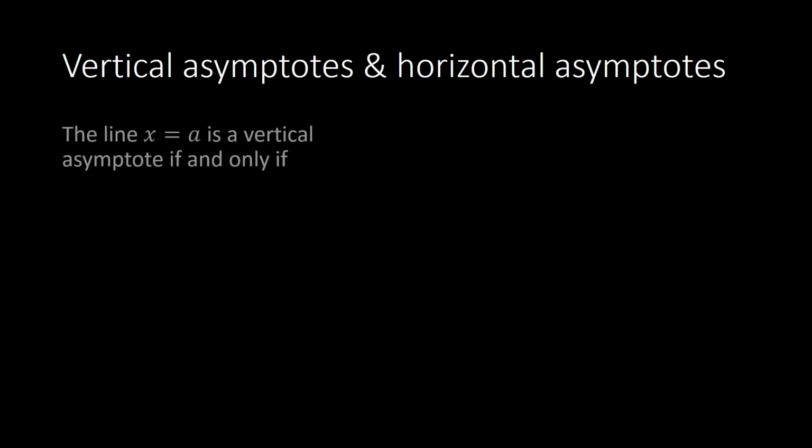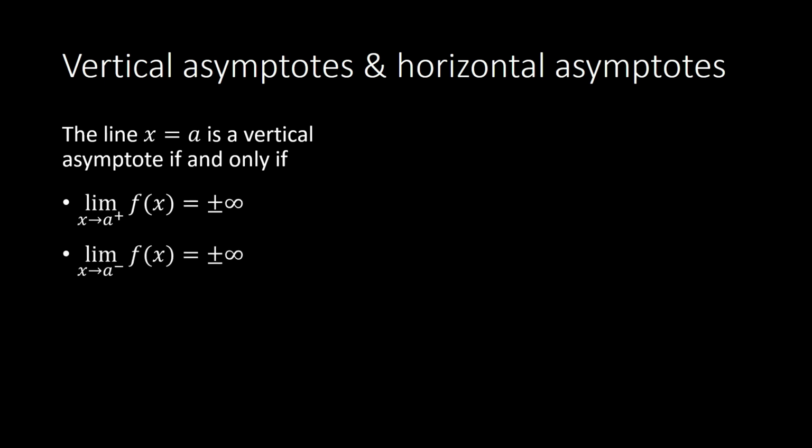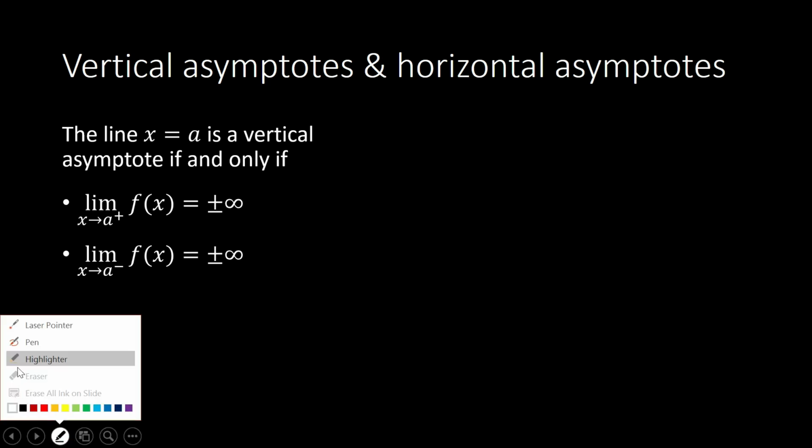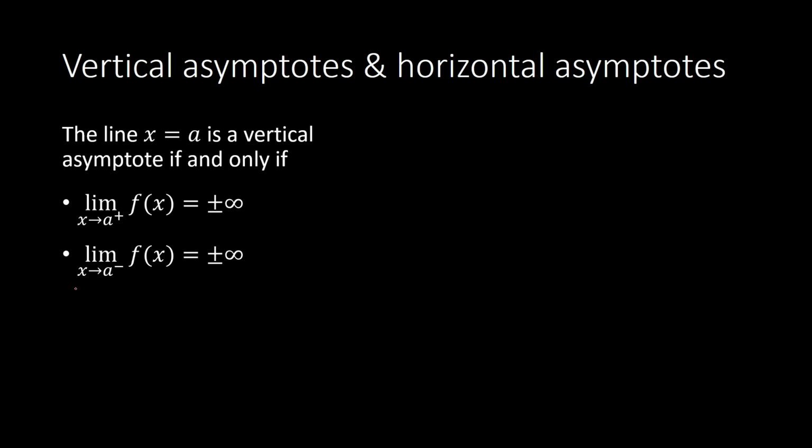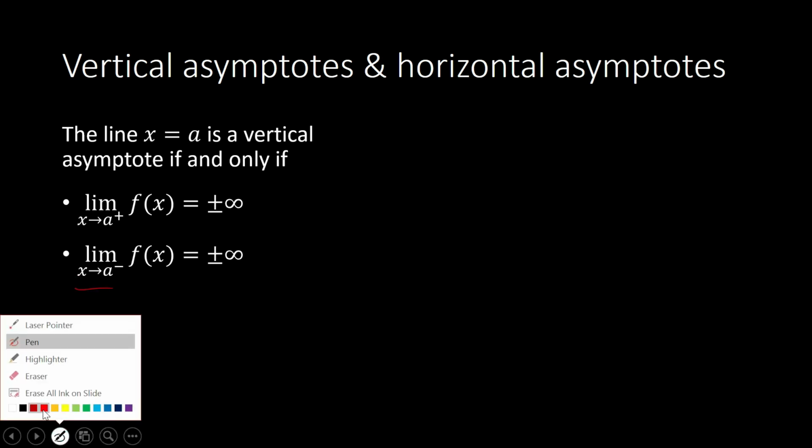So you're already familiar with vertical asymptotes, although you studied vertical asymptotes in relation to where your rational functions are undefined. But here we are defining your vertical asymptotes using the concept of limit. So the line x equal to a is a vertical asymptote if and only if the limit of your function as x approaches a from the right is equal to plus or minus infinity, or when the limit of your function as x approaches a from the left is equal to plus or minus infinity.